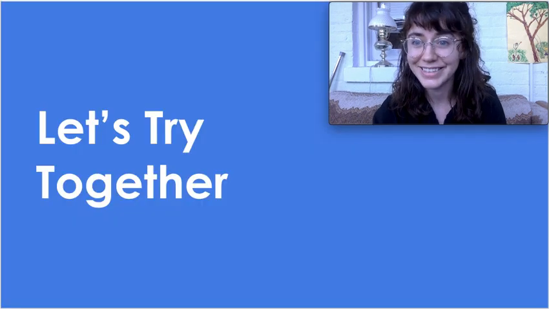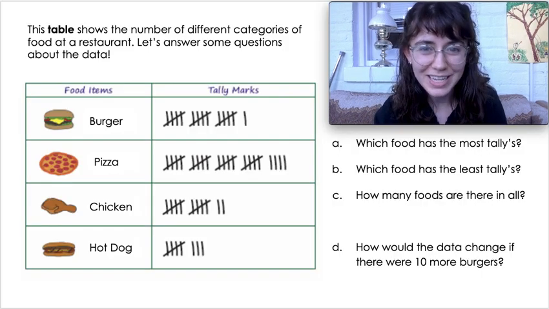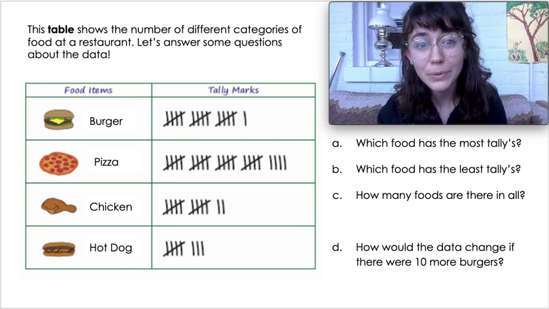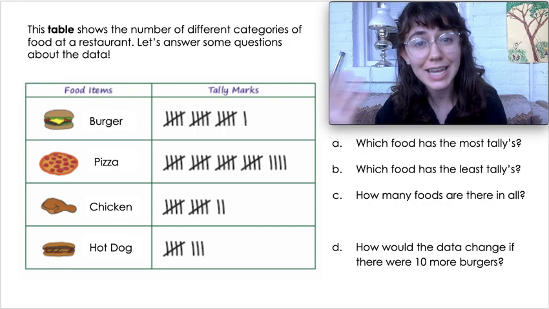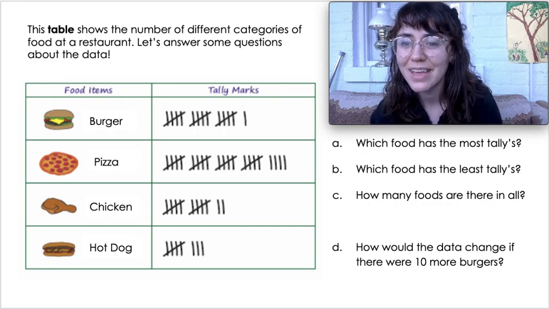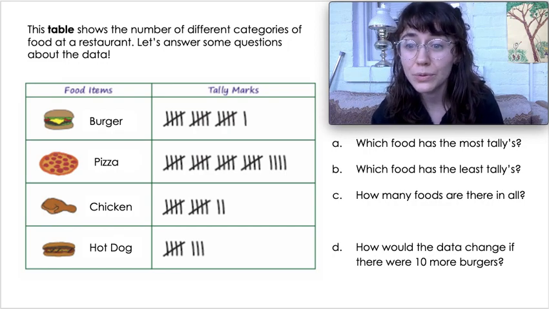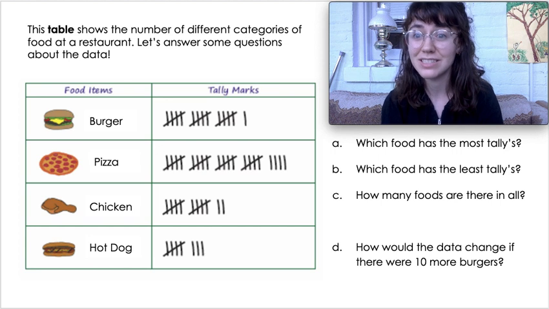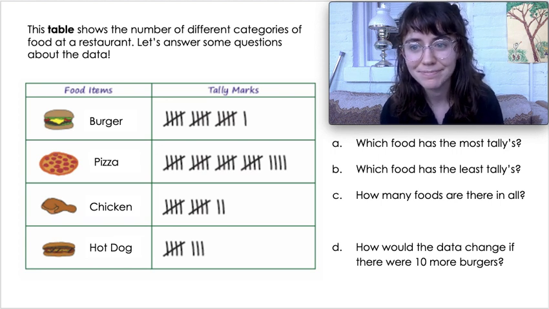So let's get started. First off, we have a table. This table shows the number of different categories of food that are at a restaurant. So let's answer some questions about the data. A, which food has the most tallies? I want you to write down A and pick up your pencil and write down the name of the food that has the most tallies.